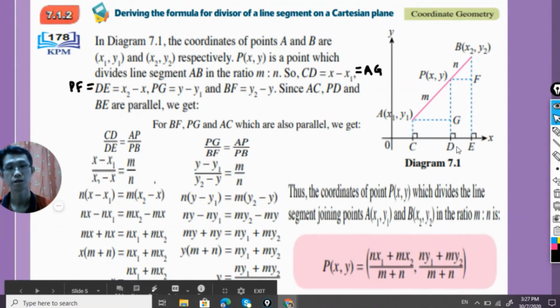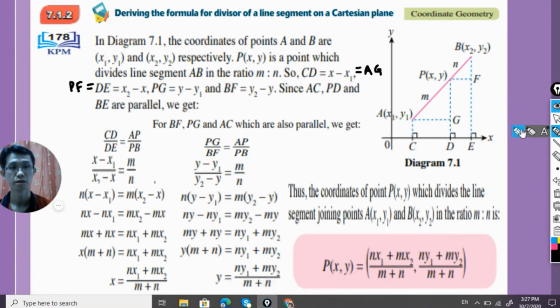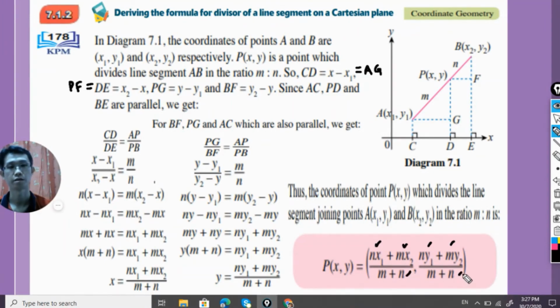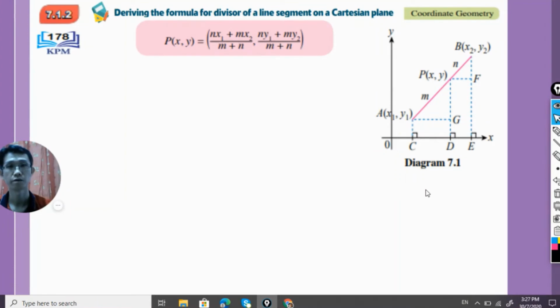So the coordinates of point P, (x, y), are given by: x is n multiplied with x1 plus m multiplied with x2 over m plus n, and coordinate y is given by n times y1 plus m times y2 over m plus n. That's how we get the formula. Now let us move on.